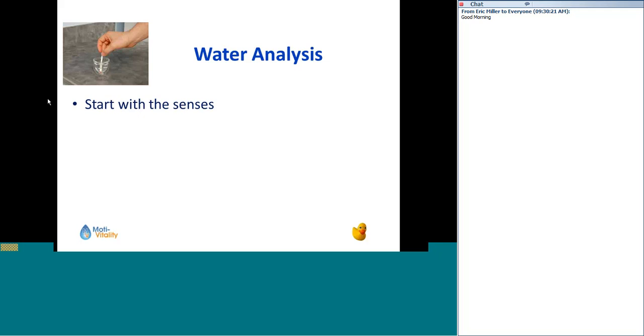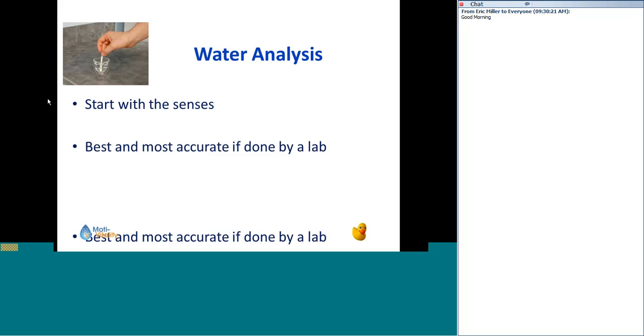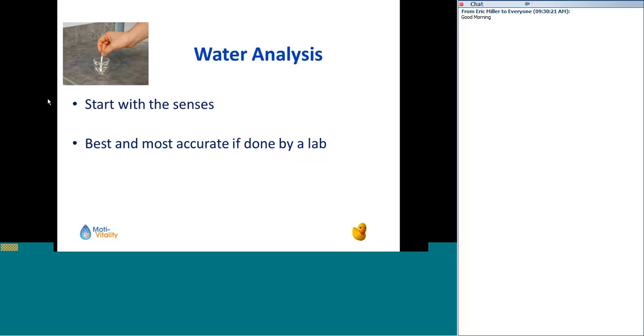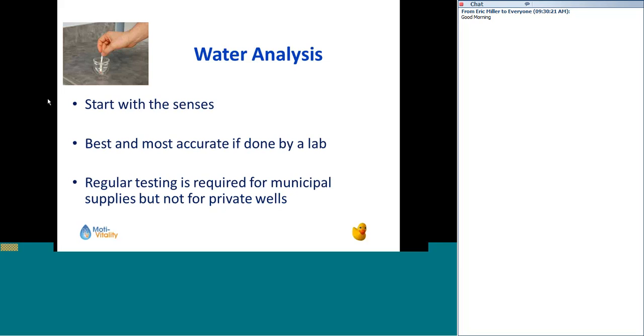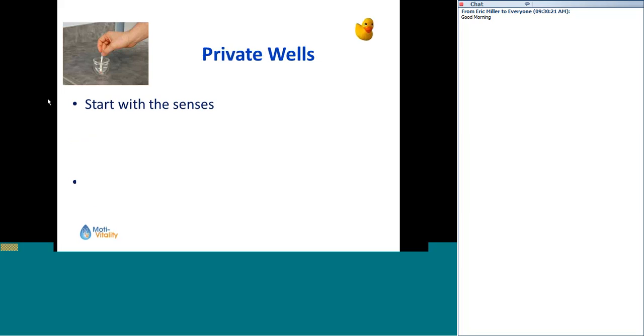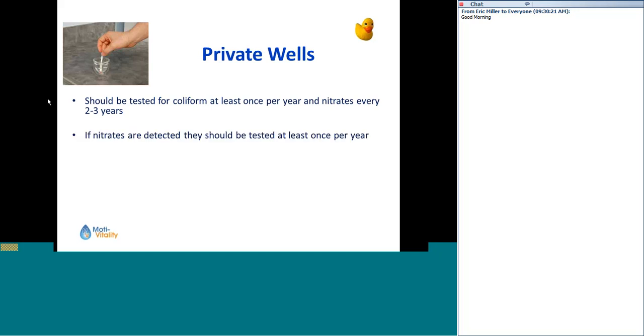Then you need to learn how to troubleshoot water analysis also, to recognize what could cause problems, to recognize what's on them, and to know how to treat them. So first thing, start with the senses. Your nose and your eyes and your tongue are going to tell you a lot about the water. So that's the first place to start. Water analysis beyond that is best and most accurate if it's done by a lab. Regular testing is required for municipal supplies, but not for private wells. Private wells should be tested for coliform at least once a year and nitrates every 2 to 3 years. If nitrates are detected, they should be tested at least once per year.